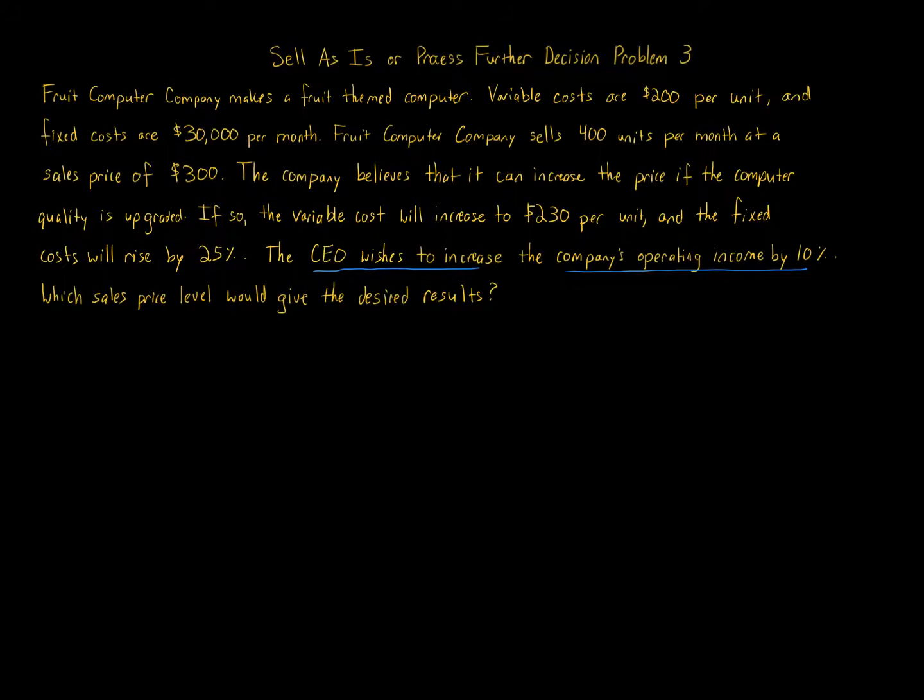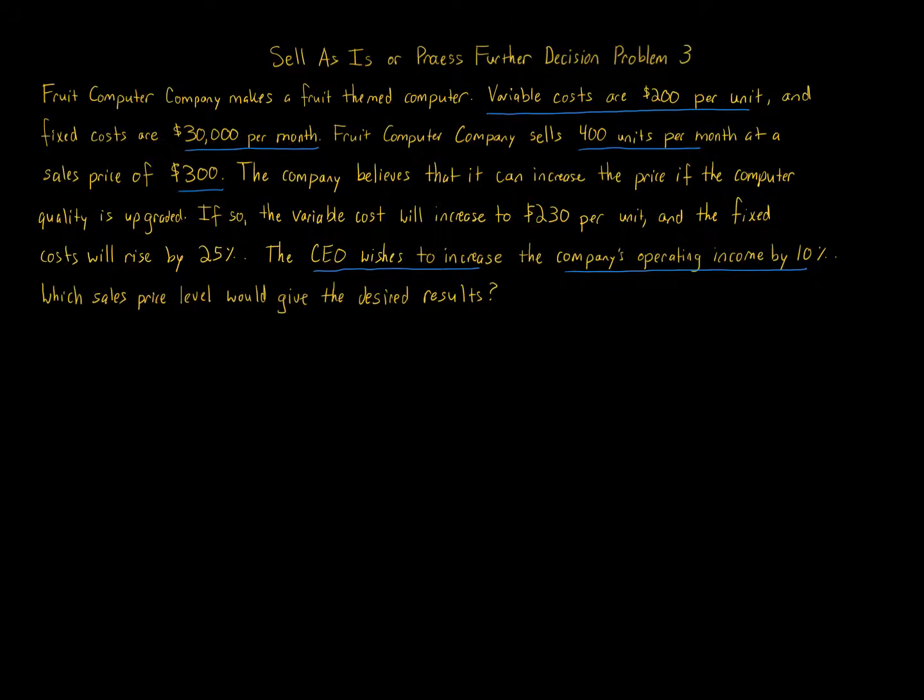We have the information for what the fruit-themed computers are currently selling at. We're told the variable costs are $200 per unit. Fixed costs are $30,000 per month. They're currently selling 400 units at $300 each. That is the sell as is current situation. Again, the company believes they can increase the price of the computer by doing upgrades. That's what processing further is. Maybe they add an additional chip, turbo speed, a faster processor, some software, some LED lights, making it look cooler. Whatever it is, they're trying to increase the quality by upgrading.